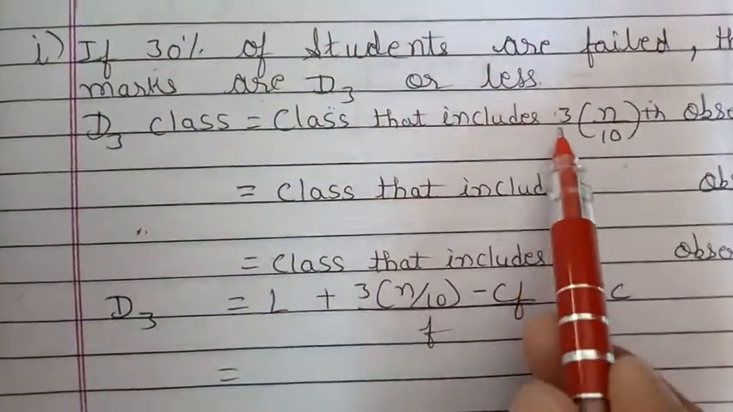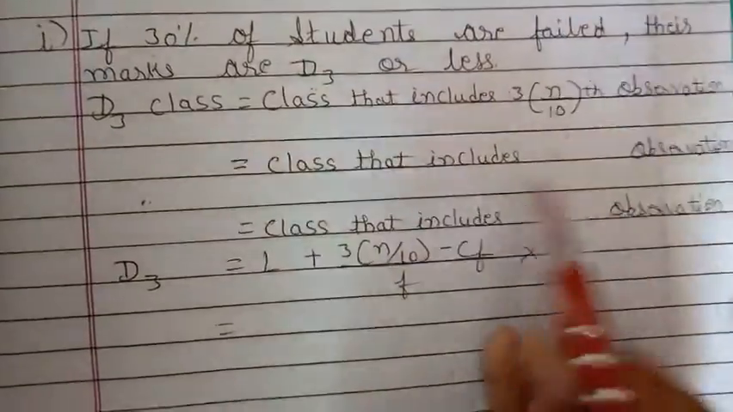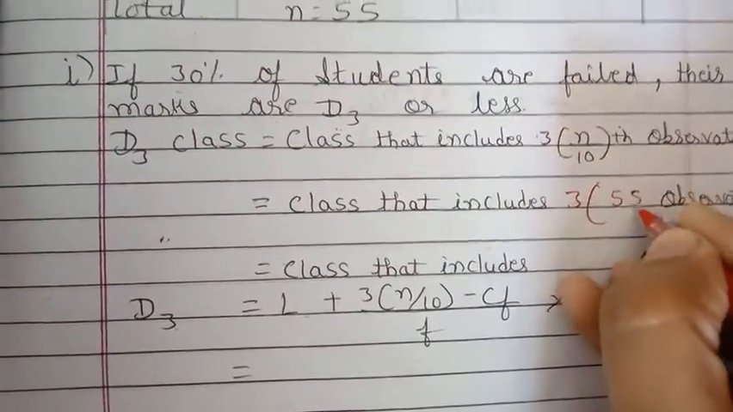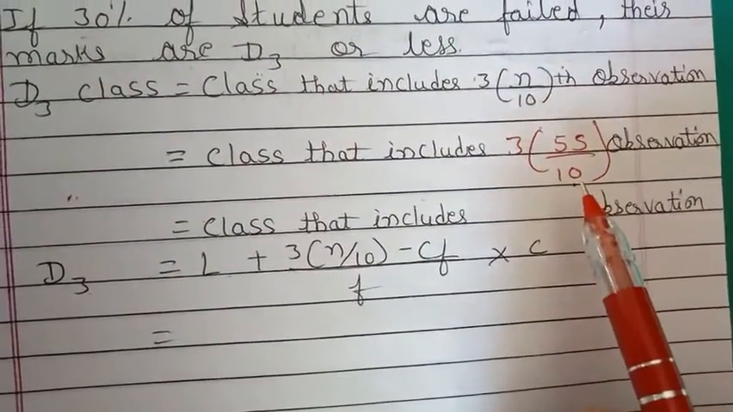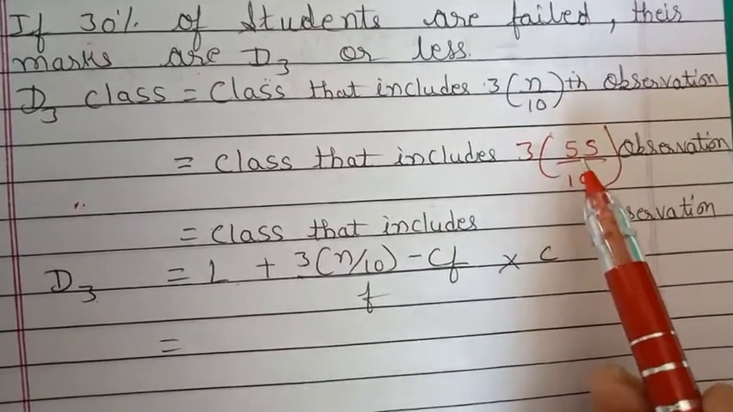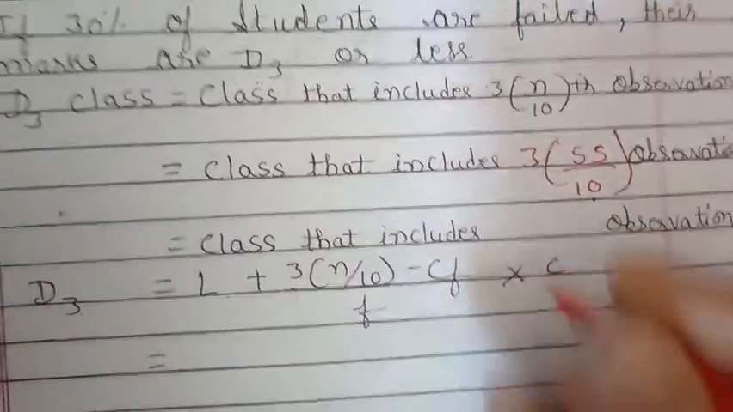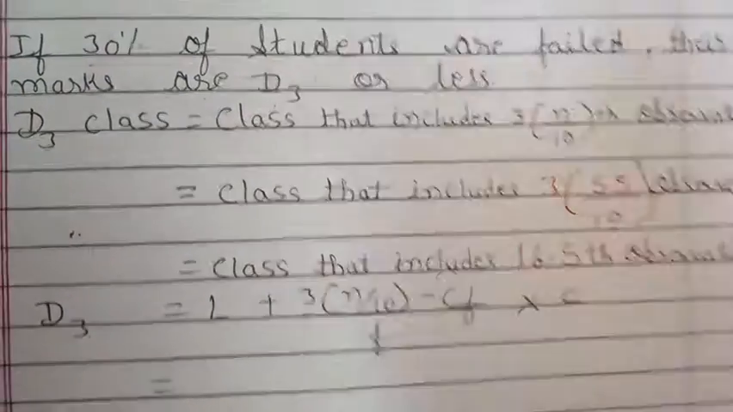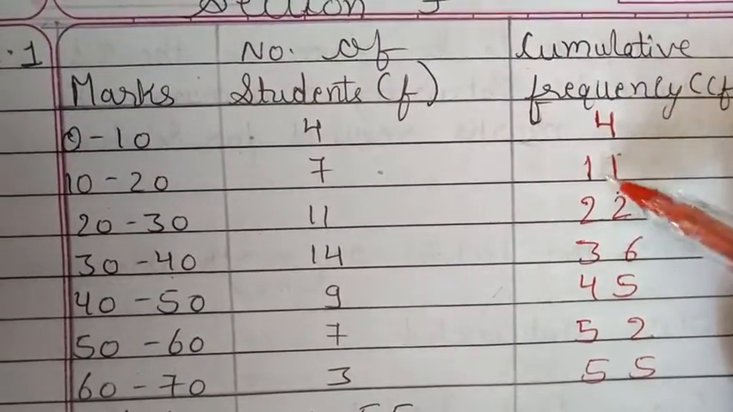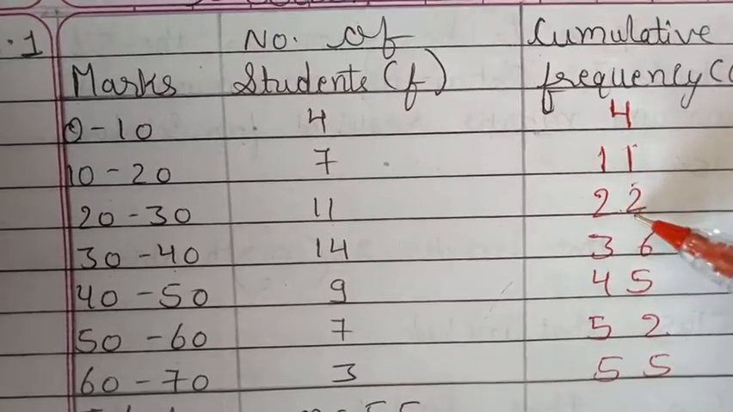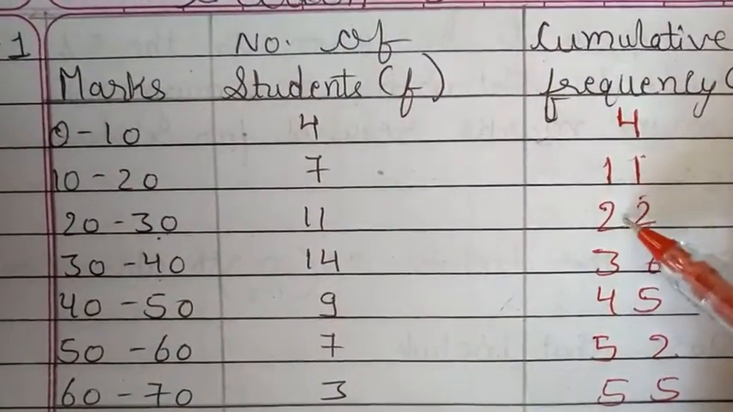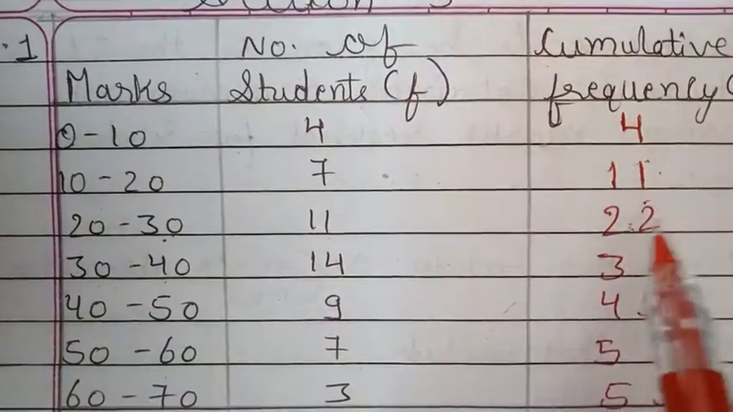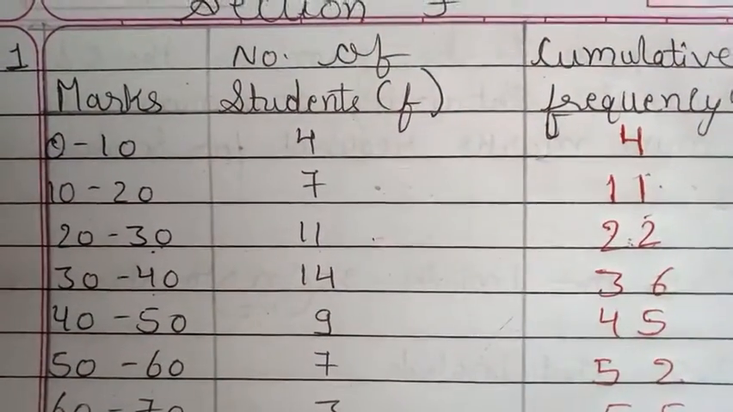Now D3 is the class that includes the 3n by 10th observation. What is our n? 55. So 3 into 55 upon 10. 55 divided by 10 is 5.5, and 3 multiplied by 5.5 gives 16.5. So the class that includes the 16.5th observation. Now we refer to the CF column. As you can see, 16.5 will come in the third row. So our class is 20 to 30. Our cumulative frequency of the previous class will be 11. Frequency will be 11.